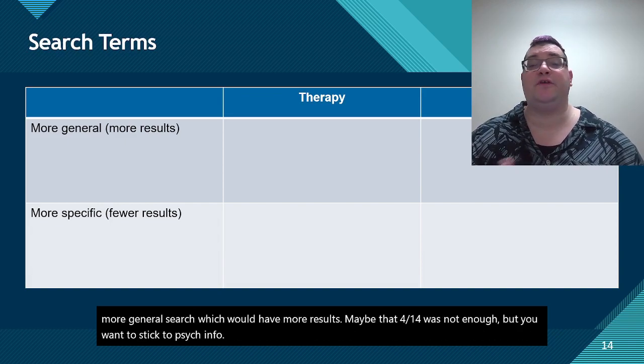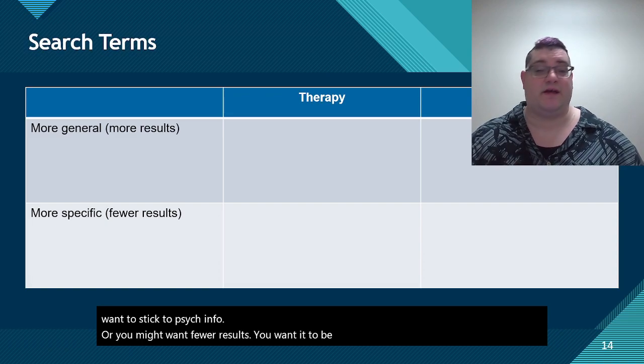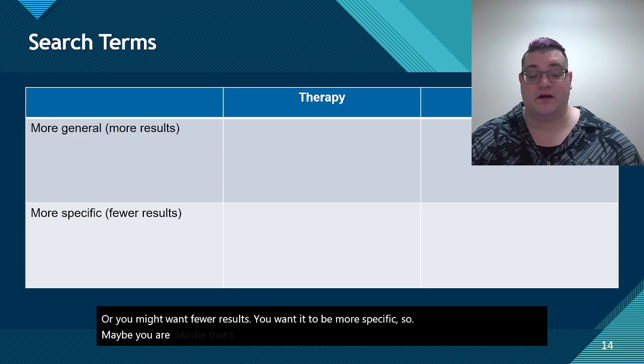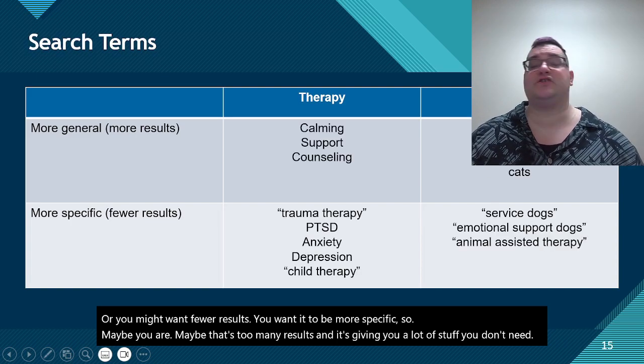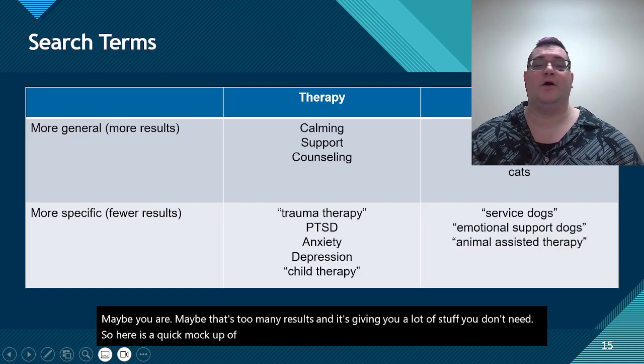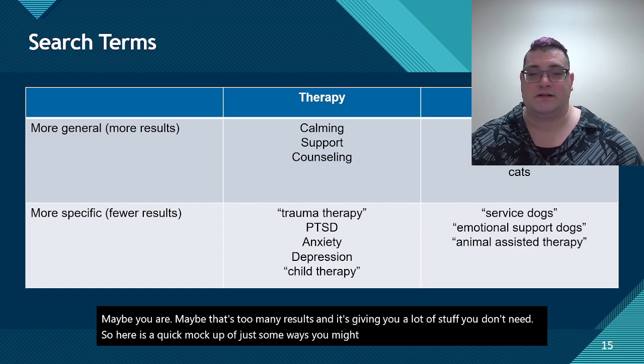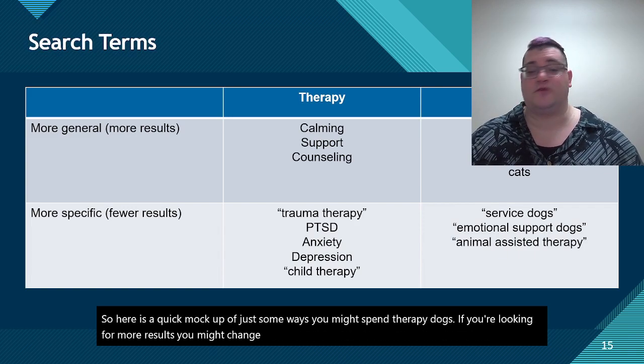Or you might want fewer results. You want it to be more specific. So maybe that's too many results, and it's giving you a lot of stuff you don't need. So here is a quick mock-up of just some ways you might spin therapy dogs. If you're looking for more results, you might change therapy to calming, support, counseling.